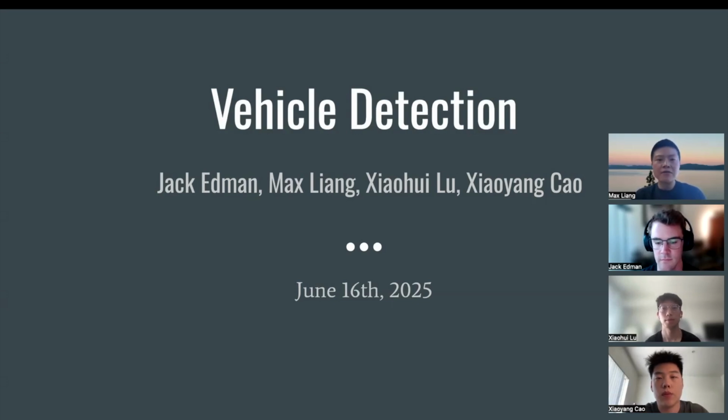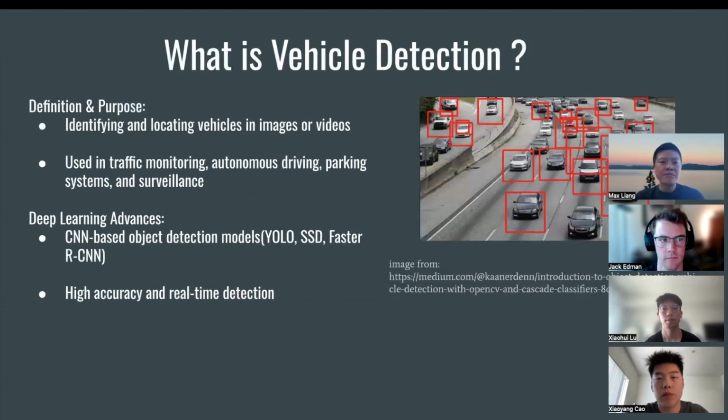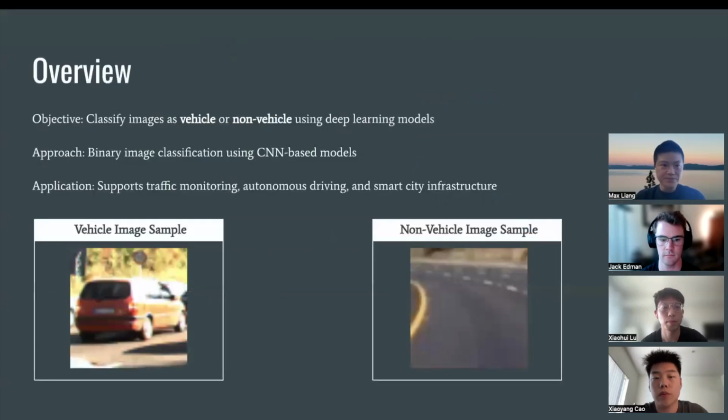Our project is focused on vehicle detection. So what is vehicle detection? The definition and purpose is identifying and locating vehicles in images or videos, and it is used in traffic monitoring, autonomous driving, parking systems, and surveillance. Then we're going to focus on advanced deep learning, which is CNN-based object detection models like YOLO, SSD, and Faster R-CNN, which offer high accuracy and real-time detection of vehicles.